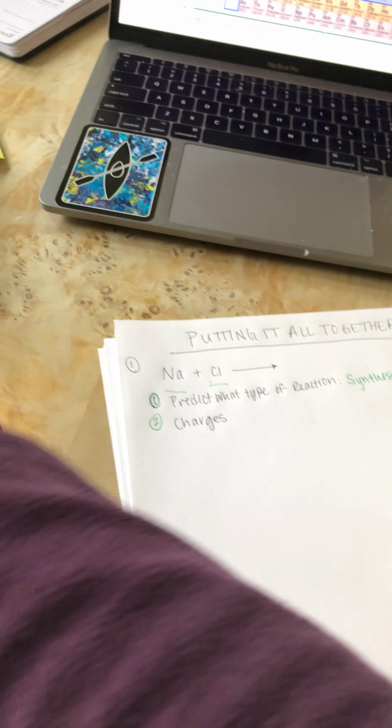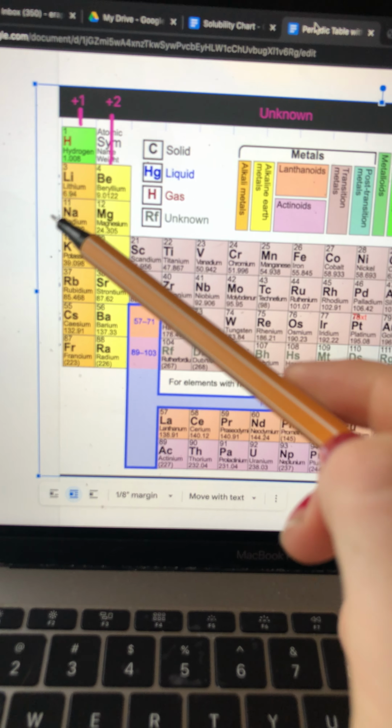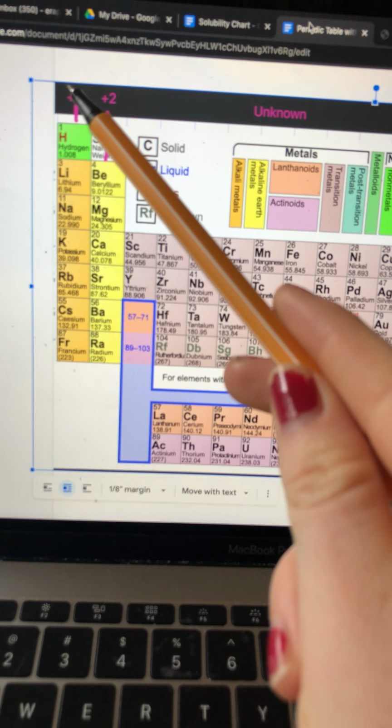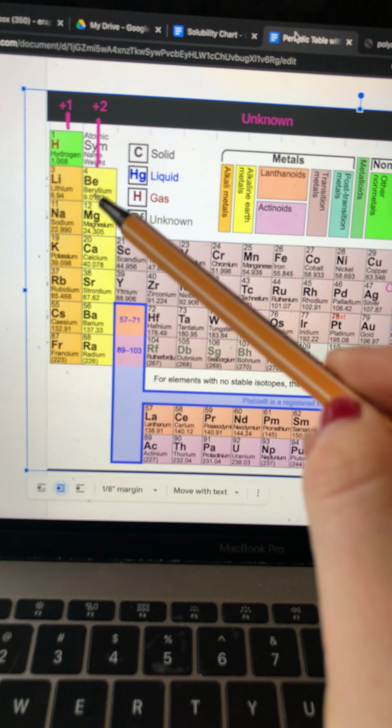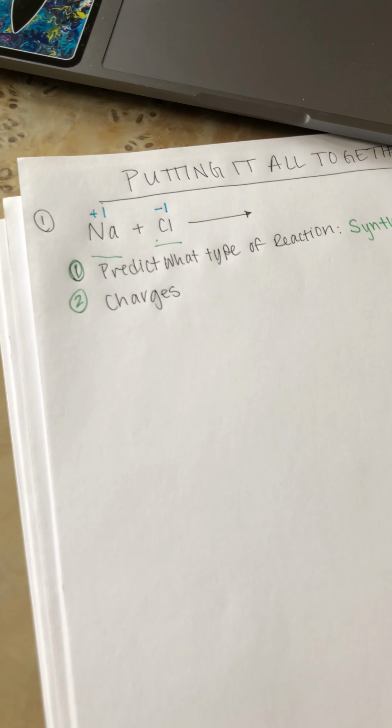So for charges, we're going to jump to our periodic table. So let's start with sodium, Na. On our periodic table, right, sodium is right here, and it is in the column that has a +1 charge, right? So we know that sodium is +1. And chlorine goes over here. It's in the column with the -1 charge. So we know that chlorine is -1. This periodic table is going to be available, right? So we have identified the charges.